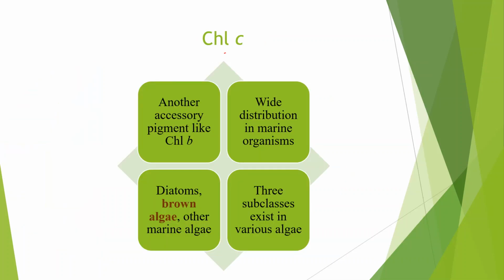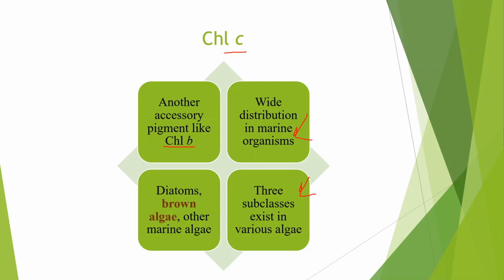Coming to chlorophyll C, which is golden brownish in color and is another accessory pigment like chlorophyll B. Its distribution is found in marine organisms, for example brown algae and diatoms, and various other subtypes or subclasses may exist for all these chlorophylls, chlorophyll A, B and C, about which we will discuss in our future videos.